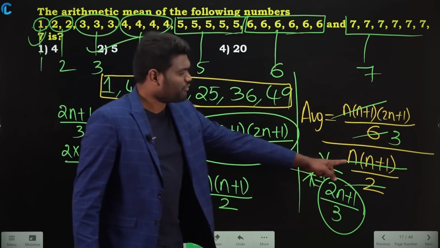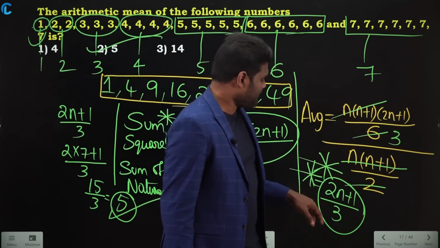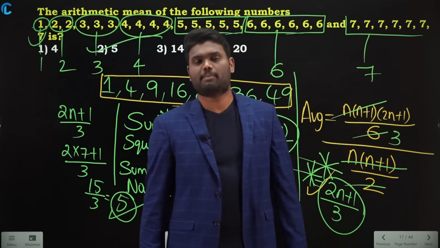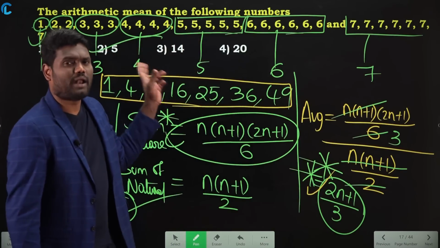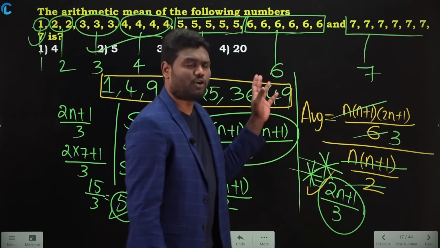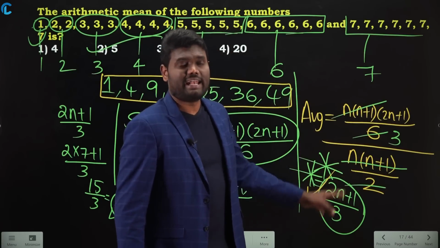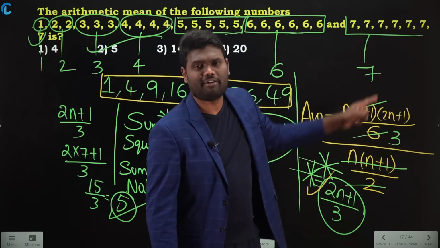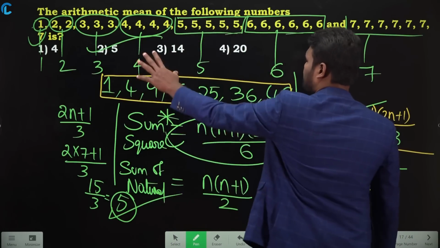That is the reason for the sum of n natural numbers formula, n into n plus 1 by 2. When you simplify this one, finally you are left with 2n plus 1 by 3. So whenever you have questions in this way, 1 time, 2 times, 3 times, 4 times, and so on, then the direct formula is 2n plus 1 by 3. N is nothing but the highest number you have. So when you substitute here, your answer is going to be 5.